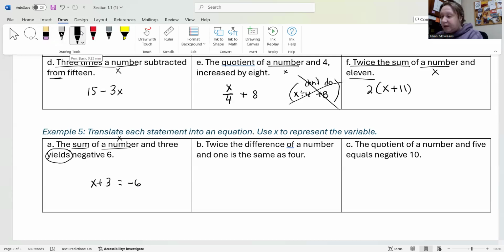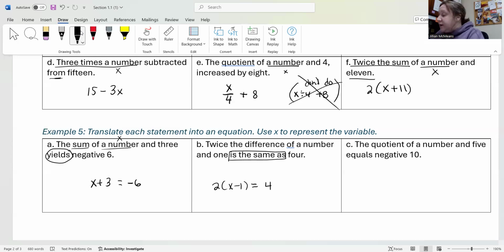All right. Now for part B, we have twice the difference. So notice the wording here. We want twice an entire difference. So we want twice the difference of a number and 1, and it says it is the same as 4. Is the same as would be equals. So that's where our equals is going to happen. Everything before the phrase is the same as is the left-hand side of the equation. So we want twice a difference, and that difference is going to be between a number and 1. So x minus 1. So we have twice the difference, so the difference in parentheses of x minus 1, and that equals 4.